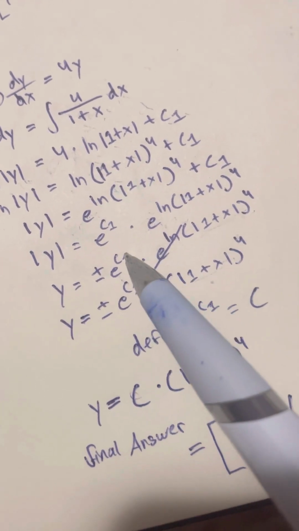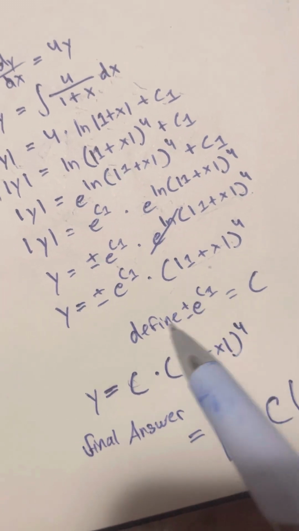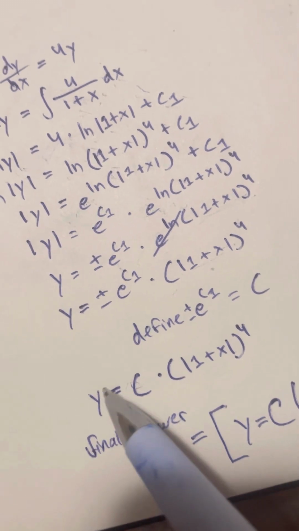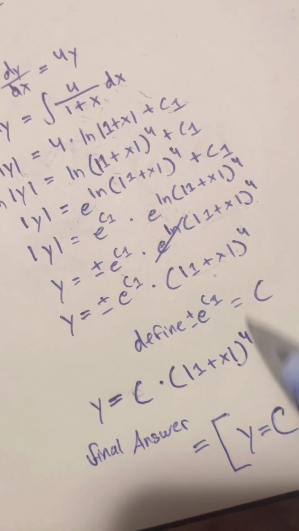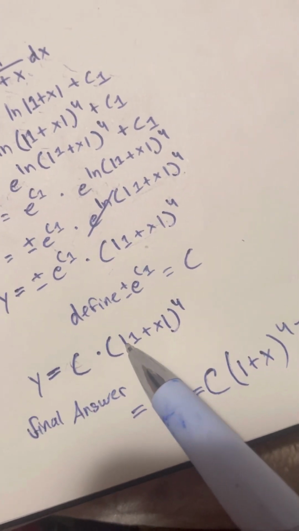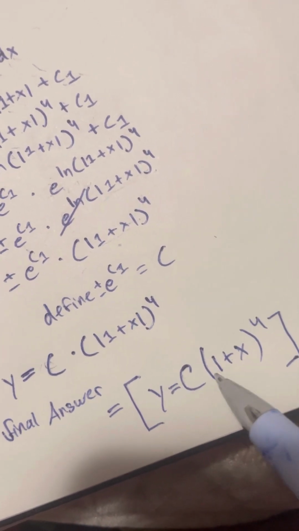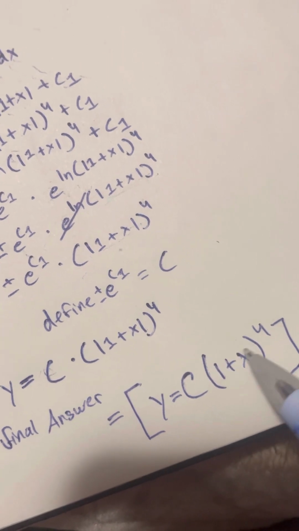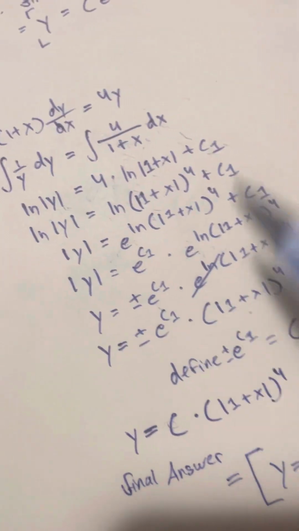Now, like I said, we could just set this equal to a constant, so define it as a constant. Make sure you write that you defined it as a constant, otherwise replacing this with just a c is just weird. So y is equal to c times this entire thing right over here. And then for the final answer, we could drop the absolute value. And you'll be left with y equals c times 1 plus x to the 4th. And this is the final answer. So you start from here, you end up here, and it's pretty cool.